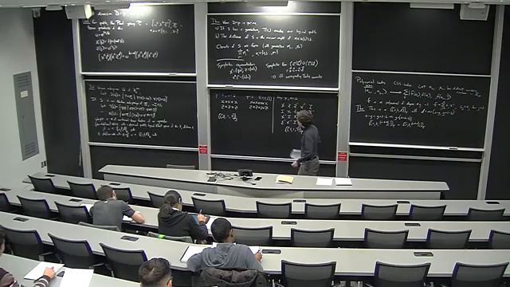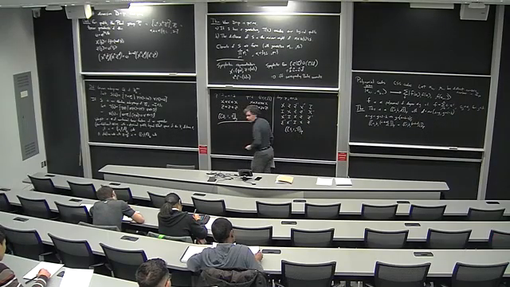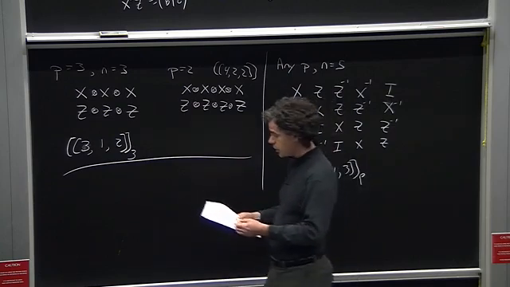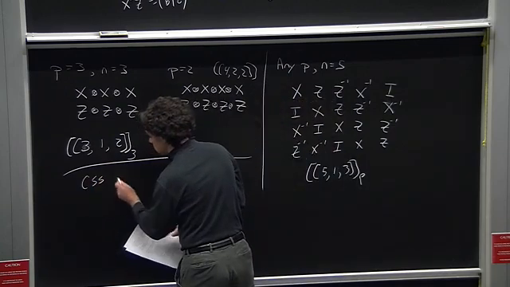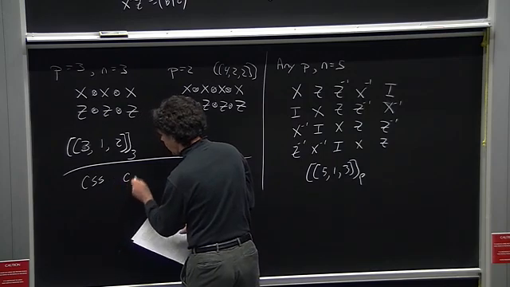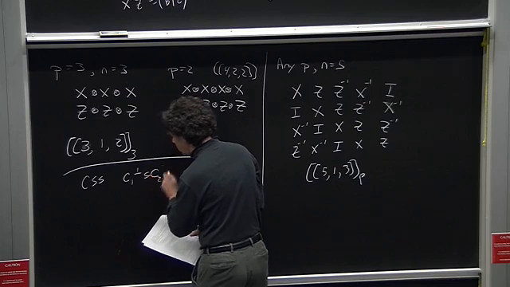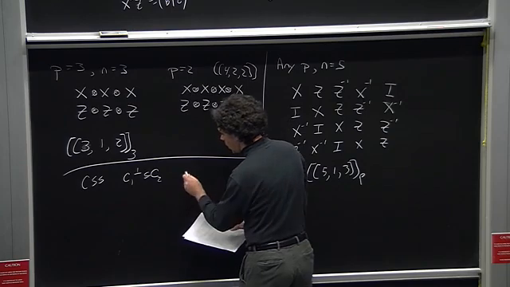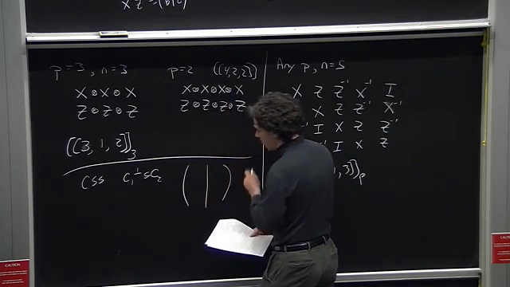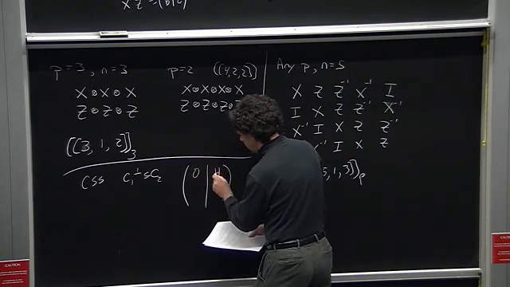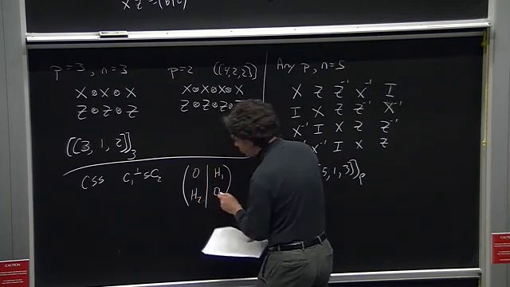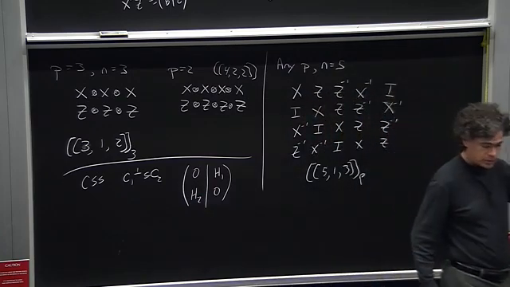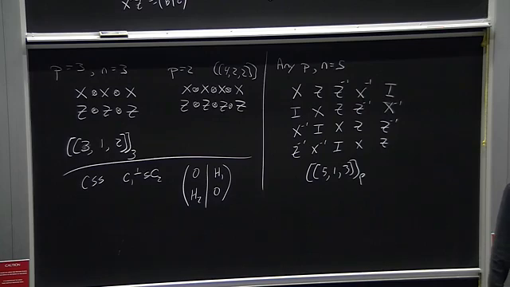And so using the symplectic representation, it's easy to define the CSS construction. So again, we have two classical codes. C1 perp is a subset of C2. And then the stabilizer in symplectic representation has this form, where H1 and H2 are the parity check matrices for C1 and C2. Okay?